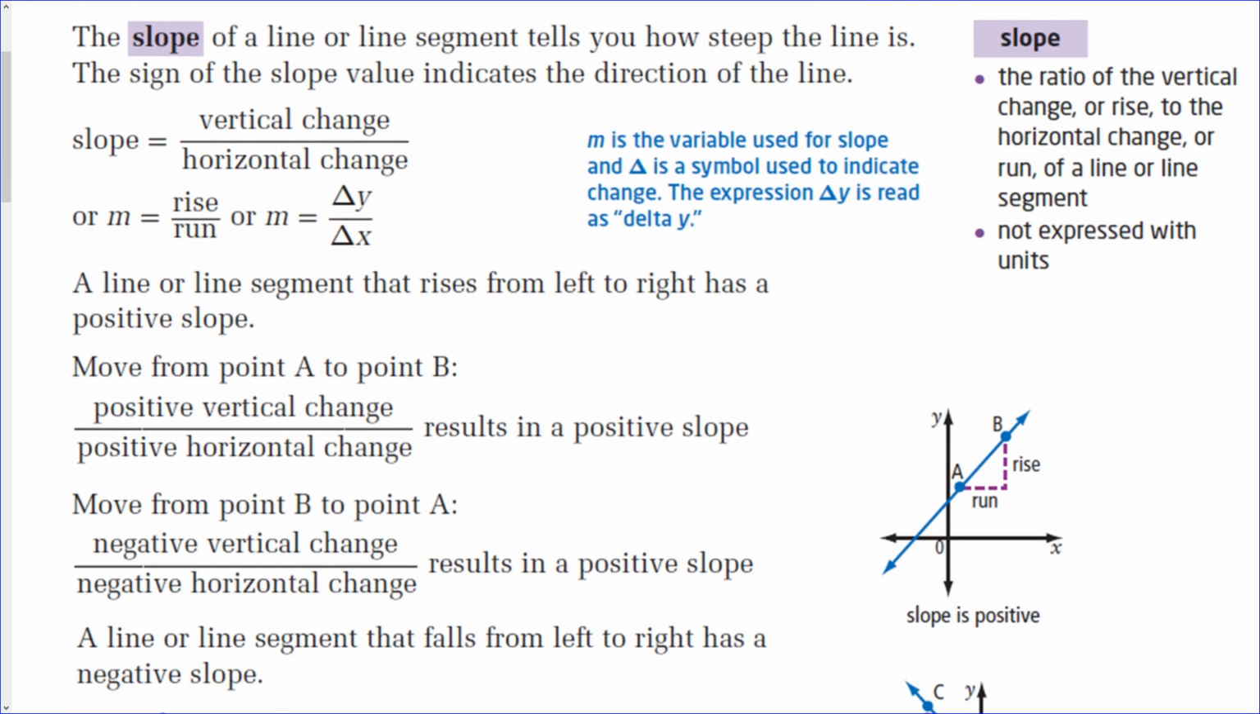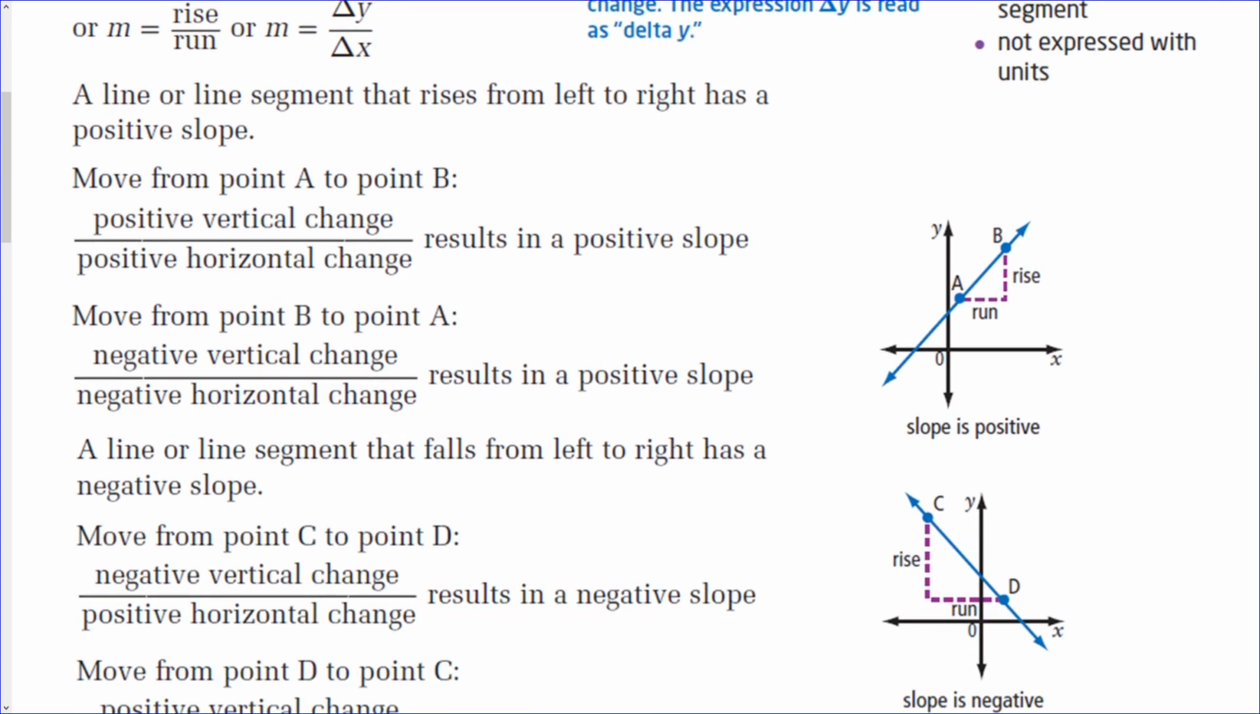So, once again, a line that rises from the left to the right has a positive slope. A line that falls from the left to the right has a negative slope. So as the rise goes down as we go forward, it's negative. If the rise goes up as we go forward, it's positive.